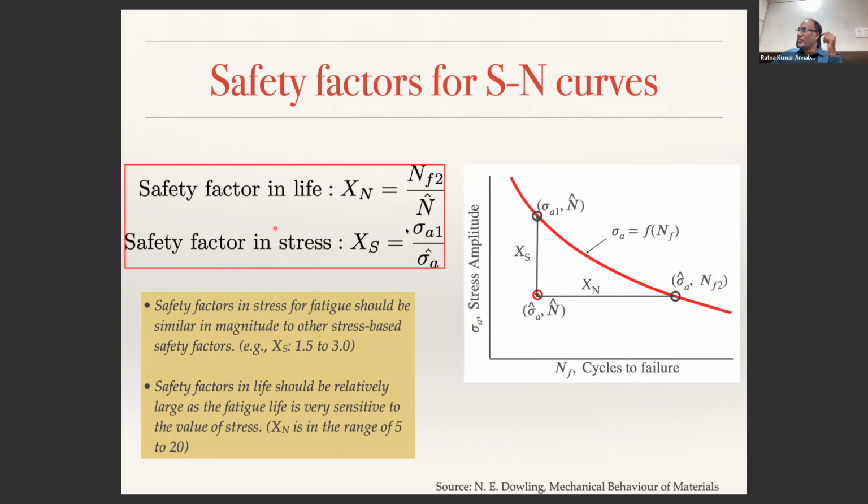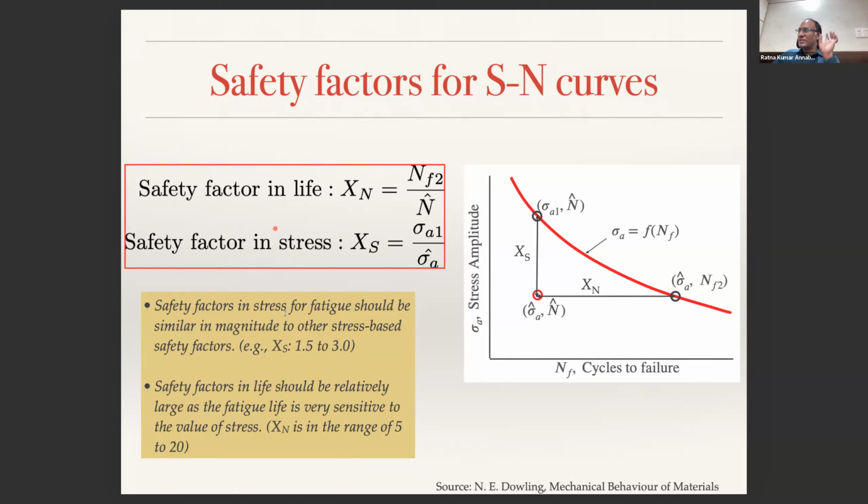How do I define factor of safety in stress? If I get these many cycles to failure, then I am only saying I can operate at sigma a hat. But in reality, the material can take a stress amplitude of sigma a1. So my factor of safety in stress will be sigma a1 by sigma a hat. That is how you define factor of safety in life and in stress. Is that clear? The definition.